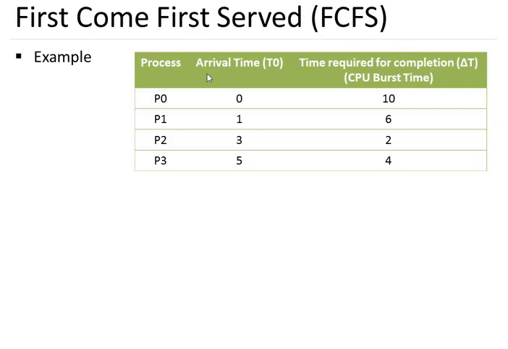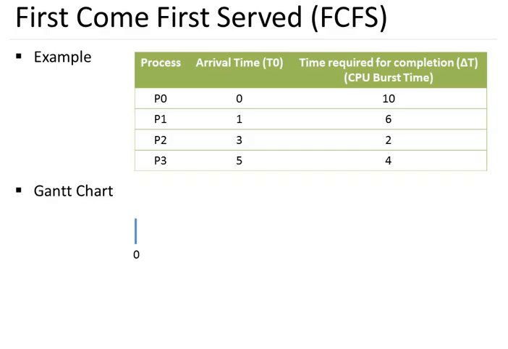In arrival time, which process comes first? Obviously P0, because its arrival time is 0. After that, at 1 P1 comes, after that at 3 P2 comes, and after that at 5 P3 comes. So you have to draw one Gantt chart that will represent just arrival. It is a kind of chart in which arrival time and its execution are mentioned.